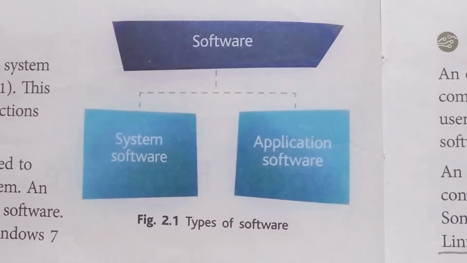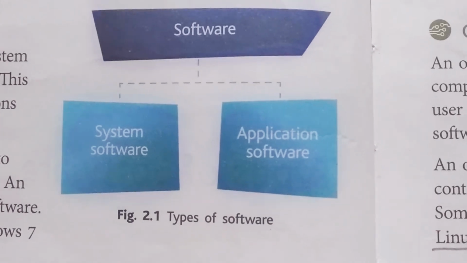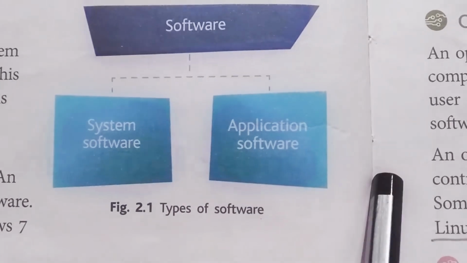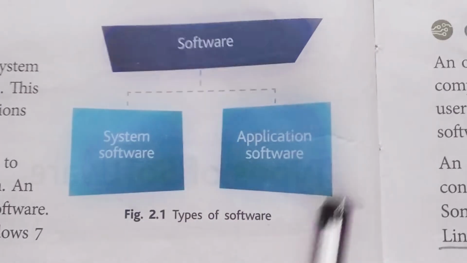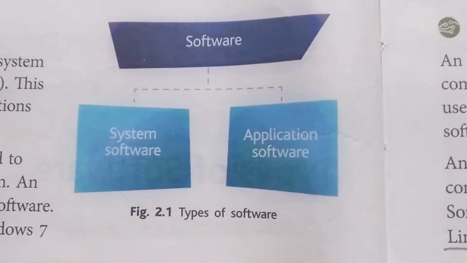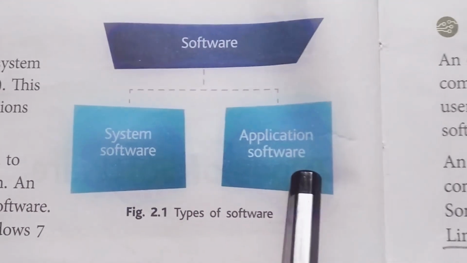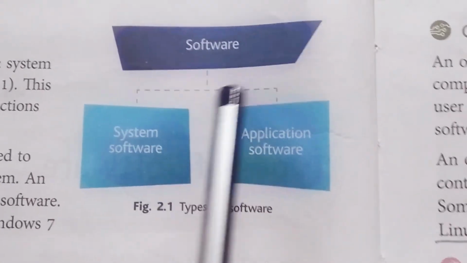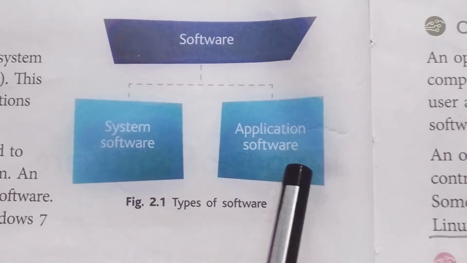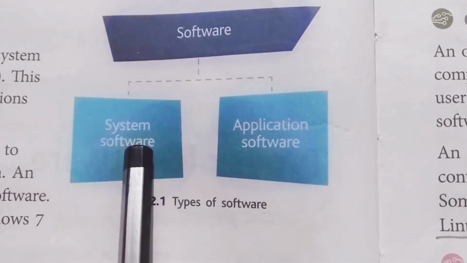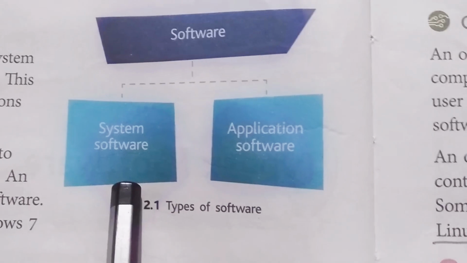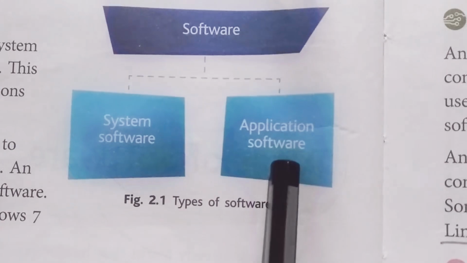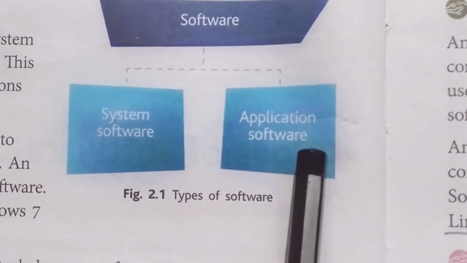Now children, you know there are two types of software. One is system software and another is application software. Both are as important as each other. Both are very, very important. So here software is divided into two parts. System software is already inside your computer system when it is installed, and application software is installed according to your wish, according to the tasks you want to perform.